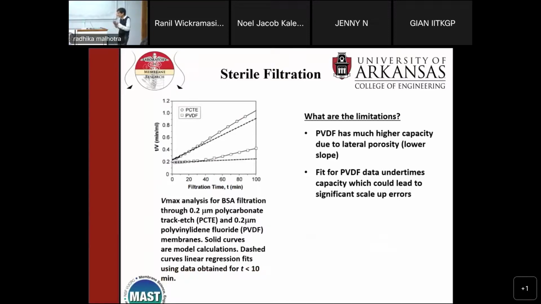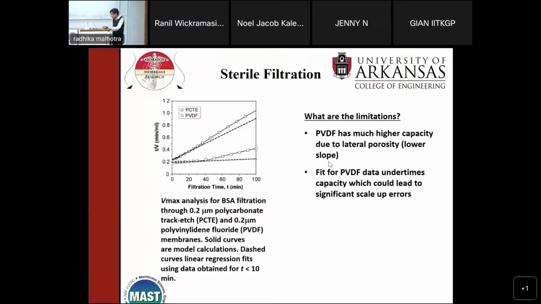So here's an example. Look at this. So here we say, what are the limitations I say here? So PVDF has a much higher capacity due to lateral porosity. So let's read this. This is Vmax analysis for BSA filtration using 0.2 micron polycarbonate track etched membrane. That's what PCTE is, okay? These are the circles you can see here. And a 0.2 PVDF membrane, and the PVDF is given here with the squares. Solid lines are model calculation. Dashes are linear regression fits using data obtained for T less than 10 minutes. So for T less than 10 minutes here, you regress this. PVDF has a much higher capacity due to lateral porosity, so it's got a lower slope, okay?